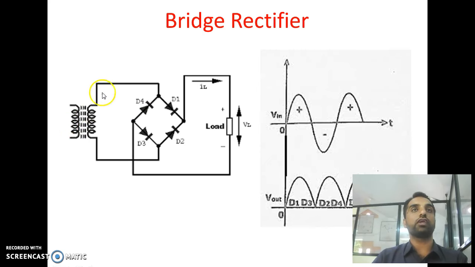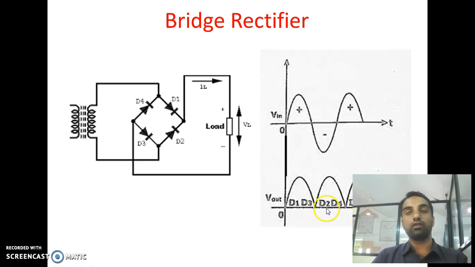Then during the negative half cycle, the upper terminal is negative and the lower terminal is positive. Because of these polarities, diodes D2 and D4 are in the forward bias condition, and D1 and D3 are in the reverse bias condition. Current starts from the S2 terminal, passes through D2, then through the load resistance RL, then through D4, then S1, and comes back to S2. So in both cases, current flows through the RL in only one direction, and that's why the output voltage is in the form of DC, as compared to the AC input voltage.